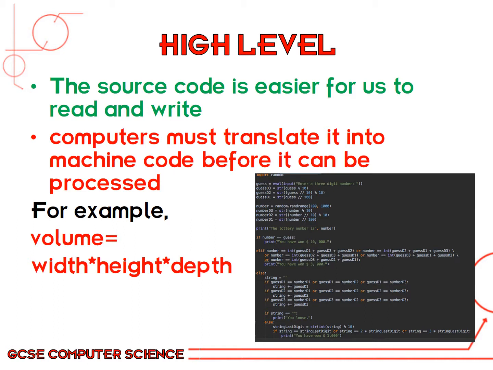High-level language is much easier for us as humans to understand, so the source code is much easier for us to read and write. This example shows a written program in high-level language. Computers must translate this into machine code before it can be processed. For example, if I wrote a program volume equals width times height times depth, this would need to be translated so that the computer could understand it.